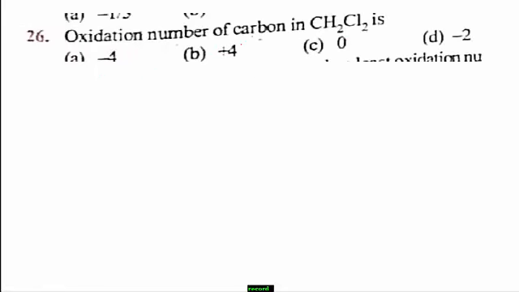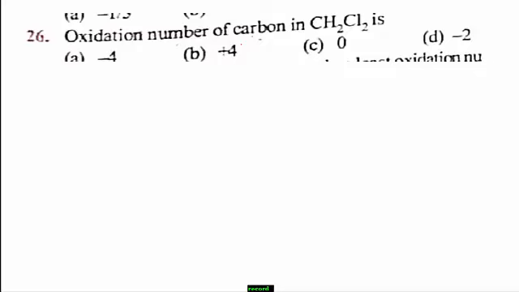Next, question number 26. Oxidation number of carbon in CH2Cl2 is. Option A minus 4, option B plus 4, option C 0, option D minus 2. Students, consider the oxidation state of carbon in dichloromethane. Yes, the given compound is dichloromethane. The oxidation state of carbon here is taken as X. We know that the charges on hydrogen and Cl minus are plus 1 and minus 1 respectively.